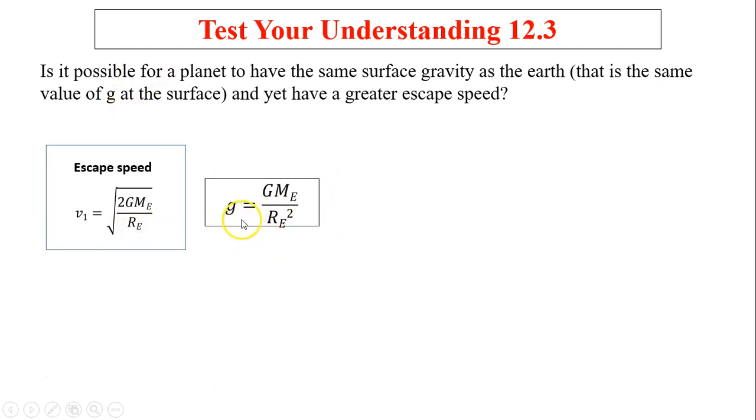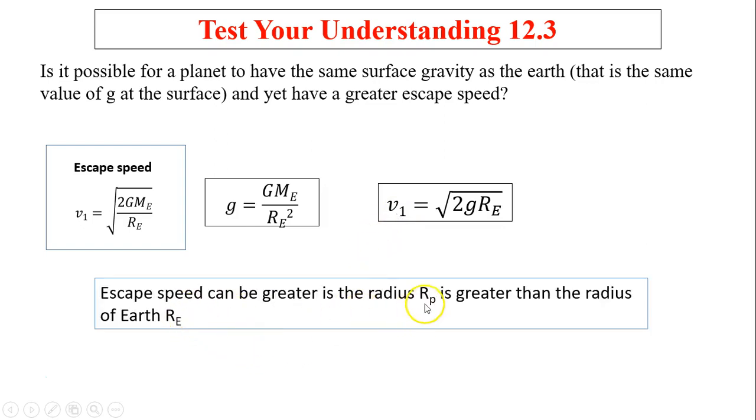g of E equals G M_E over R_E squared. So that's times R_E on the bottom and times R_E on top. So what we get is v1 becomes the square root of 2 g times R_E. So g can be the same, but if this R increases, then v would increase. So is it possible? Yes, it is possible. It is possible if the radius of the planet R_P is greater than the radius of R_E.